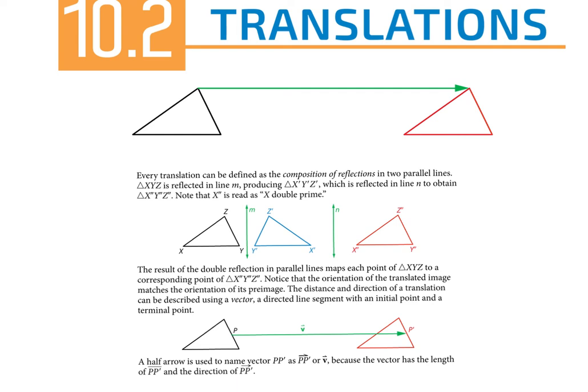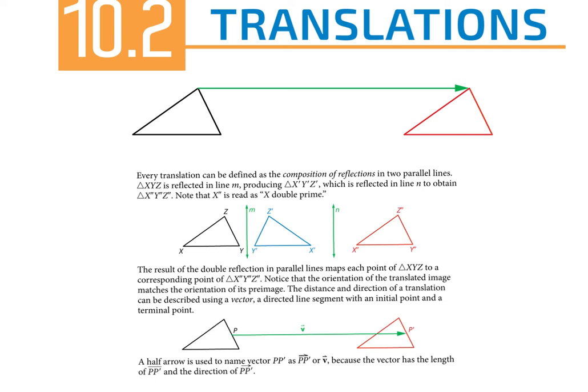Translation is another type of transformation. It basically just slides the image around. It can slide it in multiple directions, so it can go left, right, up, and down. If you reflect across two parallel lines, you get a translation. You basically just get it to slide across.